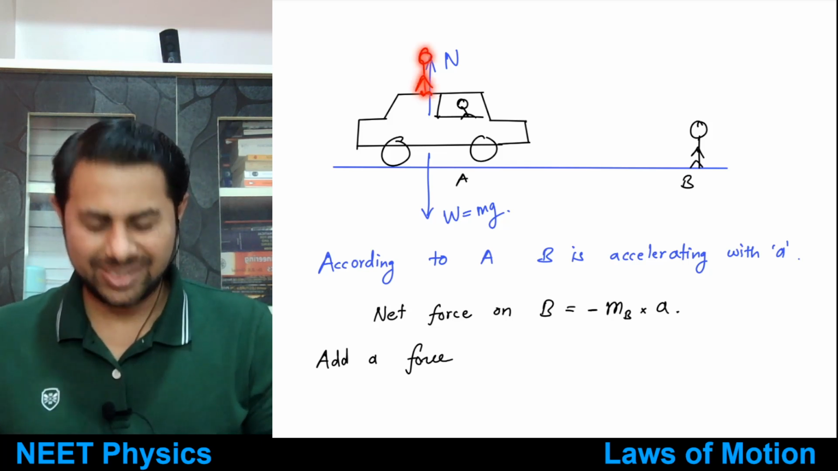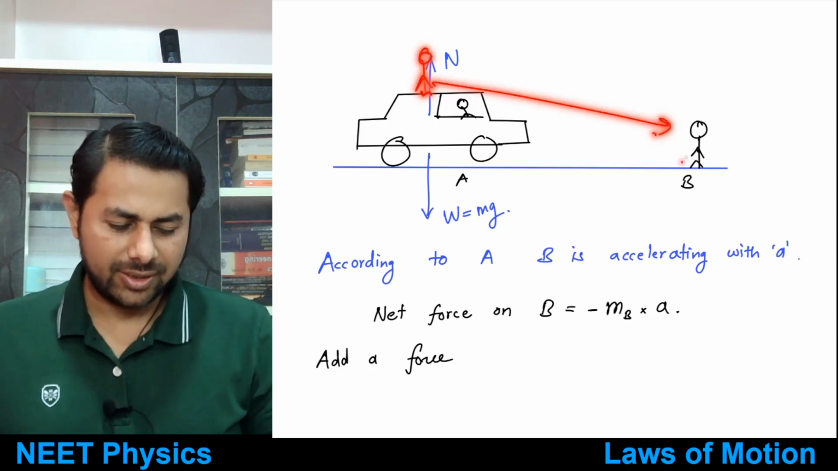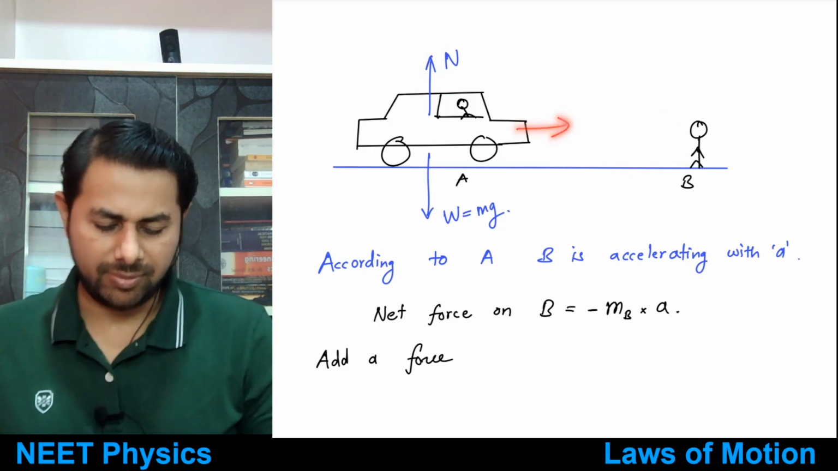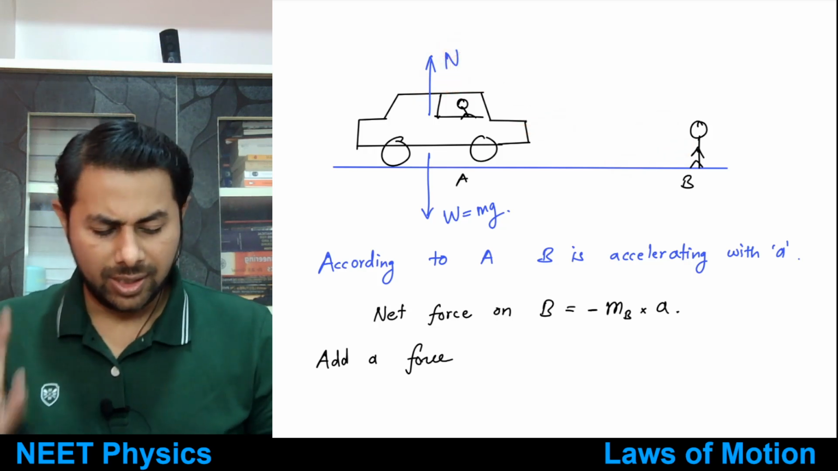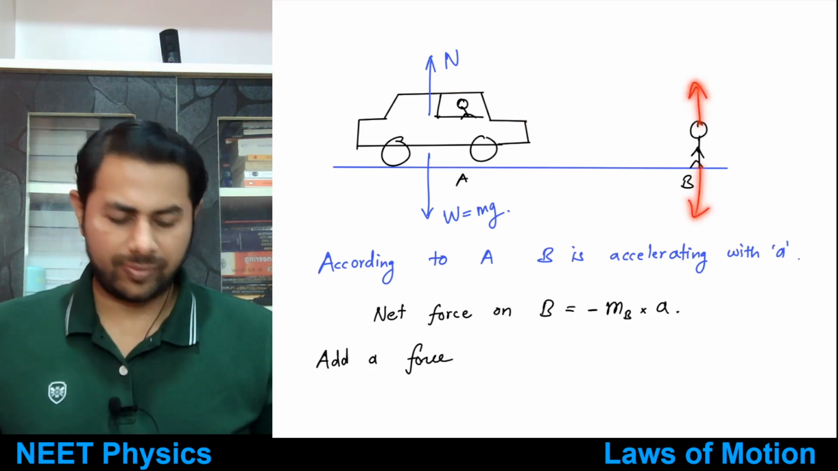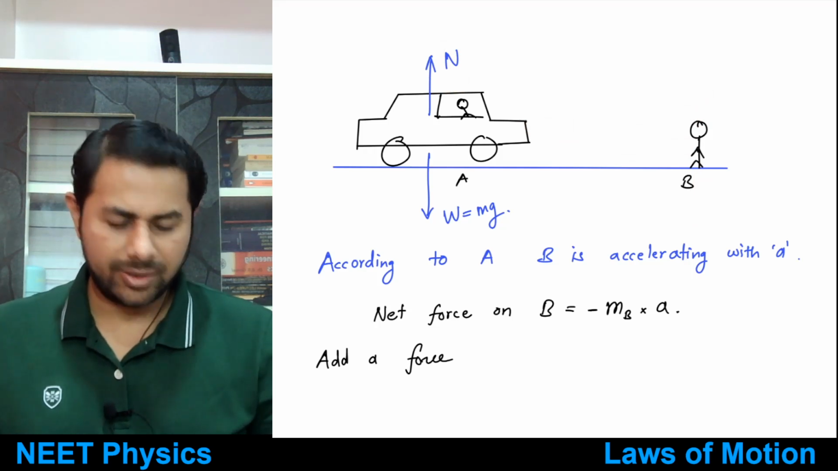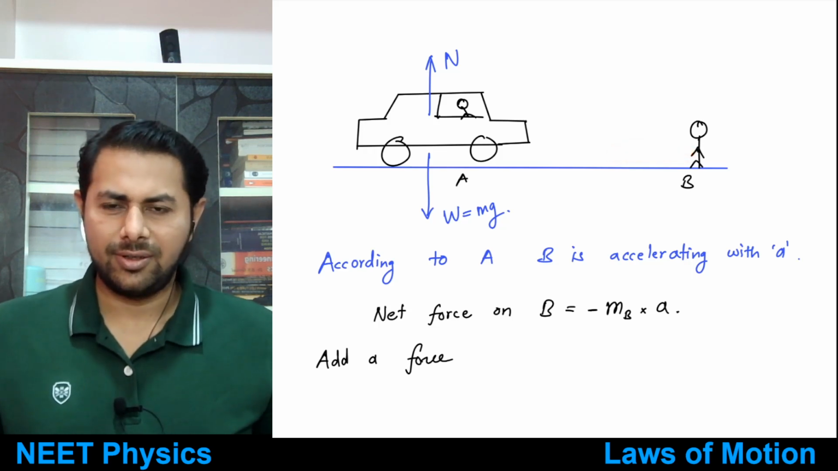So some monkey is sitting over here and he watches this person and sees that the person is moving in this direction. If the car moves in this direction, the monkey will of course see the person moving in this direction, and then he reasons there is a normal reaction acting upwards and a gravitational force acting downwards, that is the weight, and the two cancel out. No problem, the person can move with constant velocity, right?